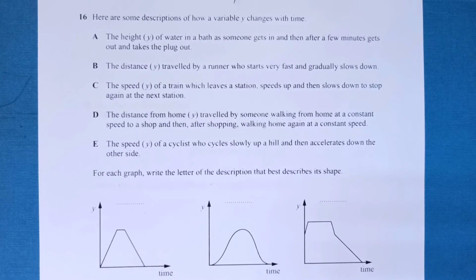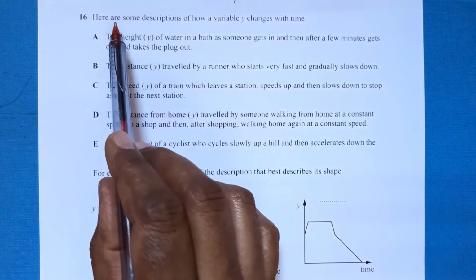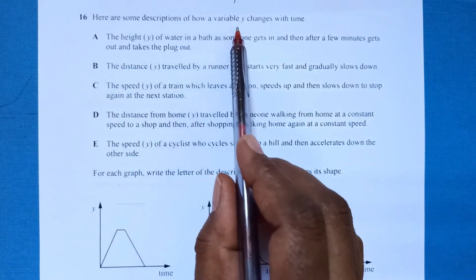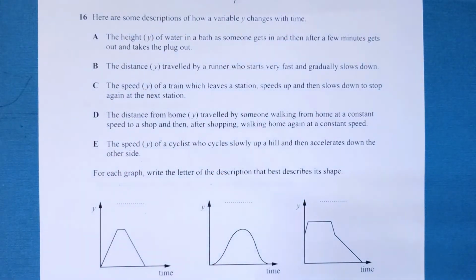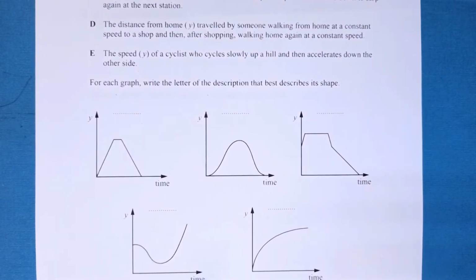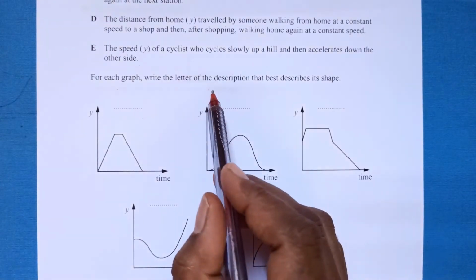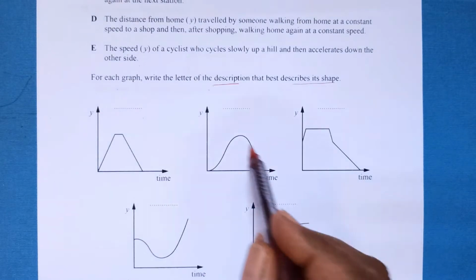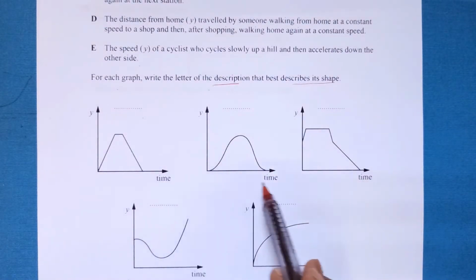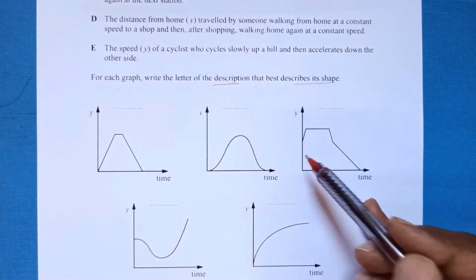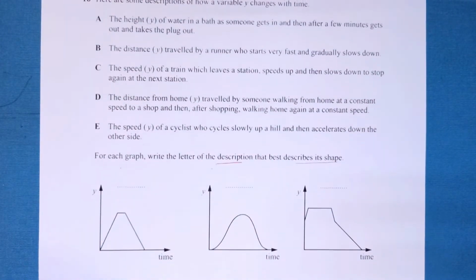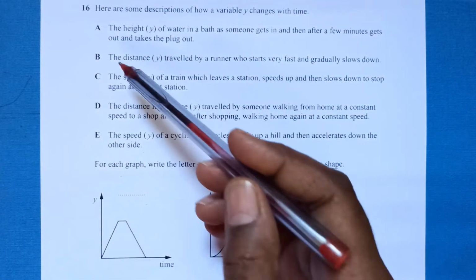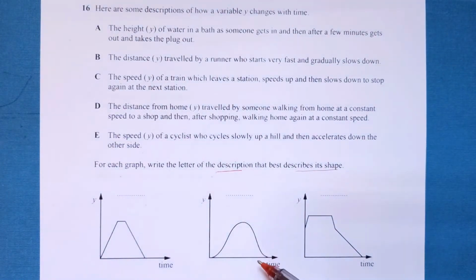Question 16. It's a long question of 2 marks. Here are some descriptions of how variable y changes with time. So we have some explanations here. Let's see first the question. For each graph, write the letter of the description that best describes its shape. So we have different shapes here, with time along here and y along the y-axis. We have different descriptions, so we will see which of these graphs each one matches.